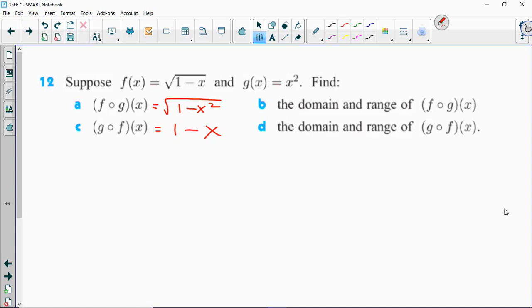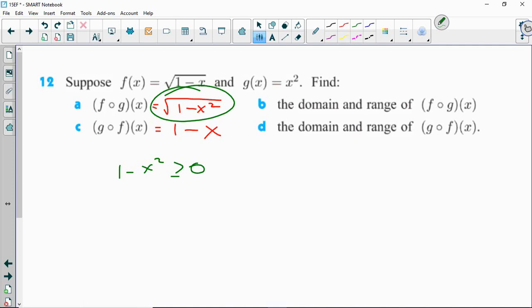Let's do one more. Here I've already worked out f of g and g of f. Those weren't particularly challenging, but now we're going to think about both the domain and the range of those composite functions. For the domain and range of f of g, for the domain, when is that function not defined? Well, for that, we need 1 − x² to be greater than or equal to 0, because we can't take the square root of a negative.